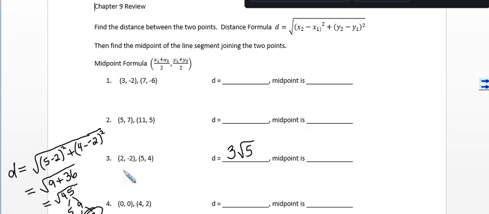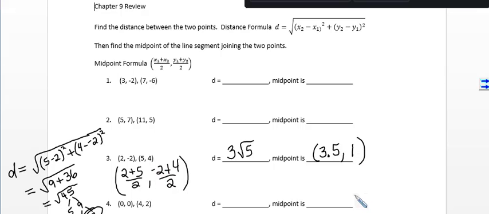For the midpoint, it'll be 2 plus 5 divided by 2, negative 2 plus 4 divided by 2. That'll be 7 divided by 2 is 3.5. And 4 take away 2 is 2, divided by 2 is 1.